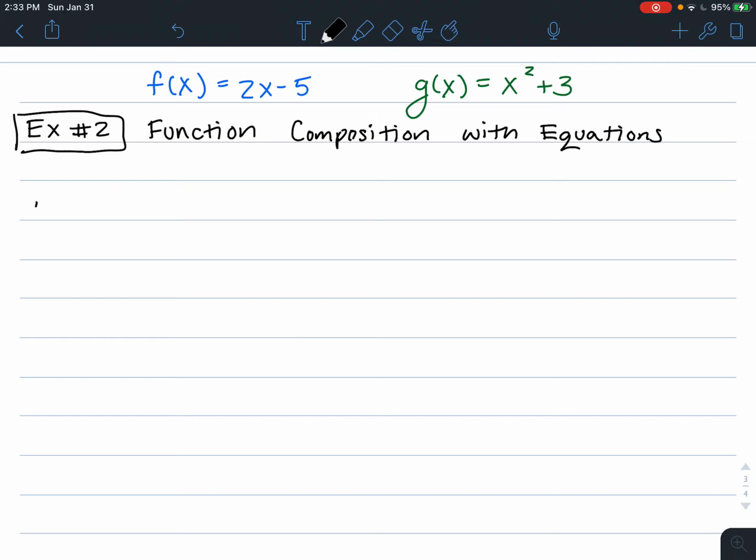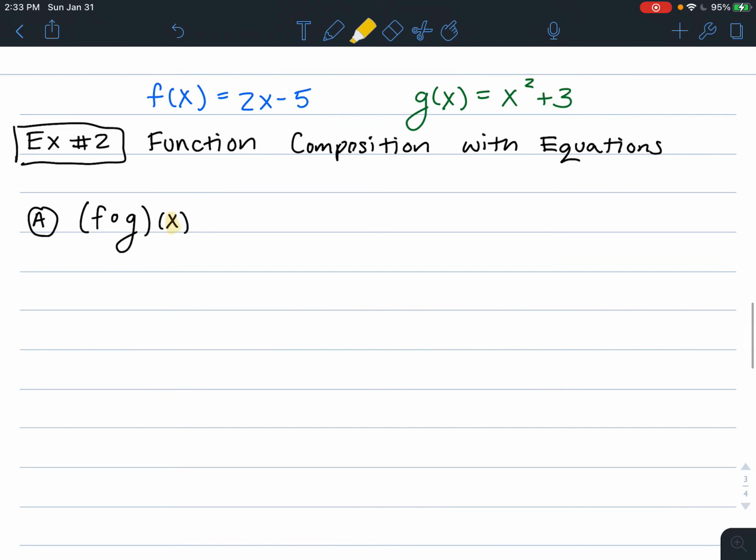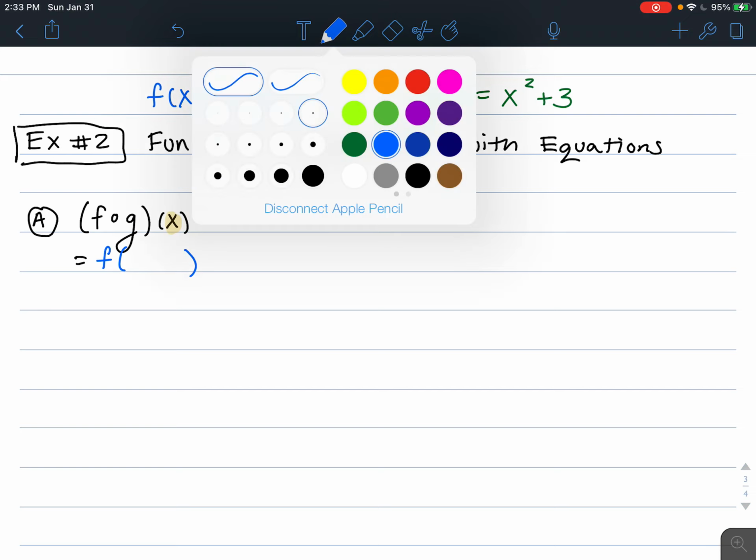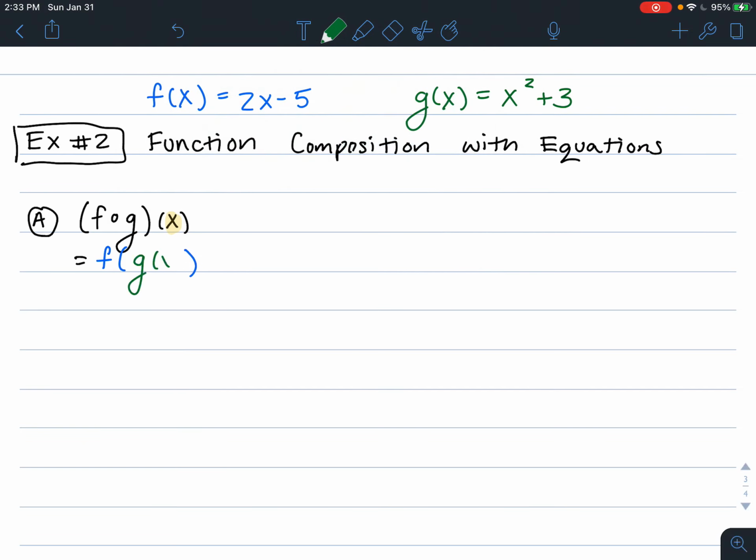So the first problem that we're going to do is I want to find f composed with g of x, right? So now I'm not putting a number there. I'm just leaving it as a variable. So the first thing I'm going to do is rewrite this just like we have been. I don't like the first notation as much. I like the second one because I think it shows the inside and outside much clearer. So f is on the outside and g is on the inside.